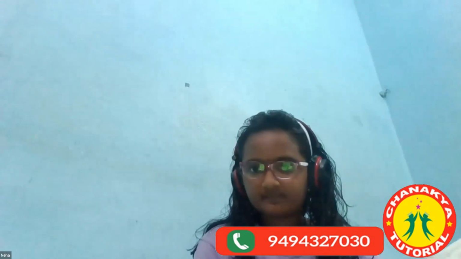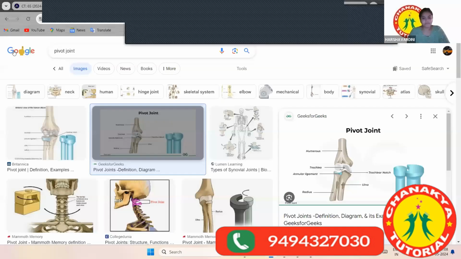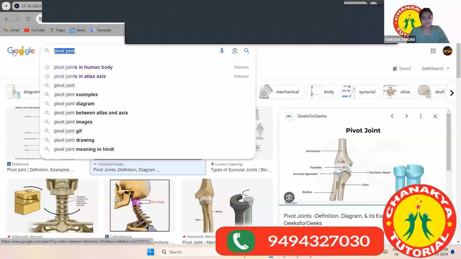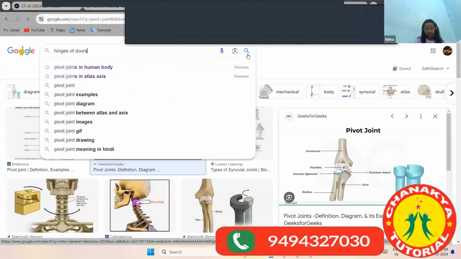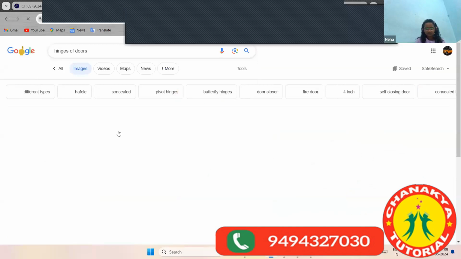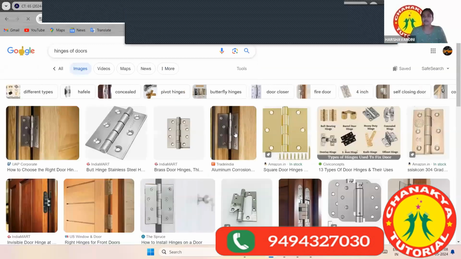Stop share. I'll start share. I'll share the entire screen. I hope you can see here. Hinges of door. Can you see this one? Have you seen, Bhavesh and Chanakya? This is the hinge of the door. It will be present here.